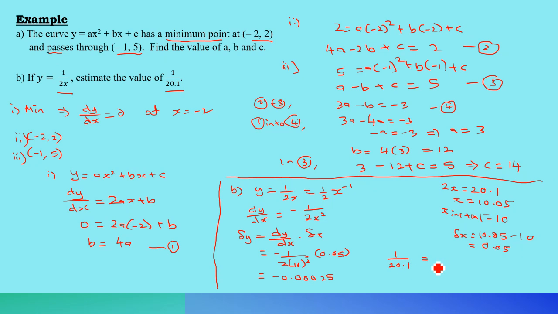So this means your initial value is 1 over 2 times 10. Initial is 1 over 2x, x initial is 10, plus your change. Your change is negative 0.00025. Okay, if you use your calculator, you will get 0.04975. Unless the question wants you to put it in 4 decimal or 3 decimal places, you follow that. In this case, no problem.